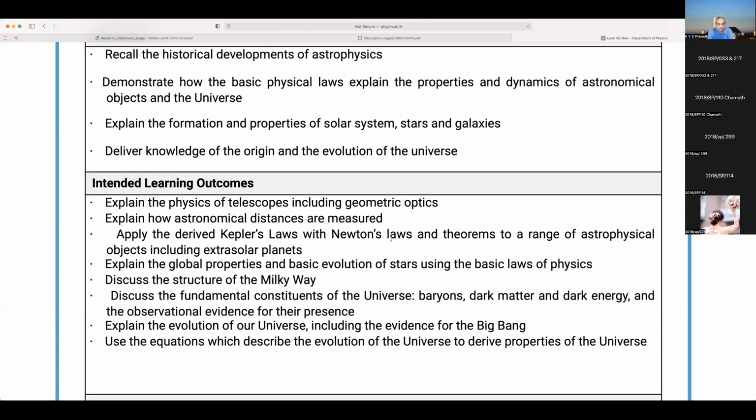And the other thing is you should be able to explain the global properties and basic evolution of stars. And this evolution of a star will be one of the major parts that you will be learning in this particular course, because evolution of a star is a completely different story. So it's like all of us have a story about how we come to our world, and then how we grow up, and then with age what happened, and then at the end we will die, right? So the same story will apply for stars.